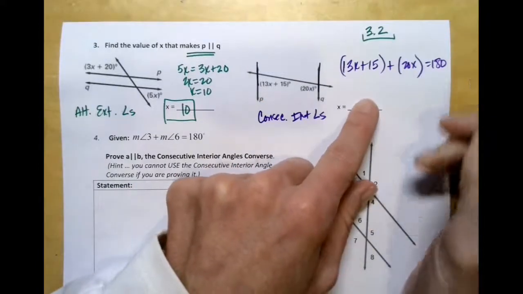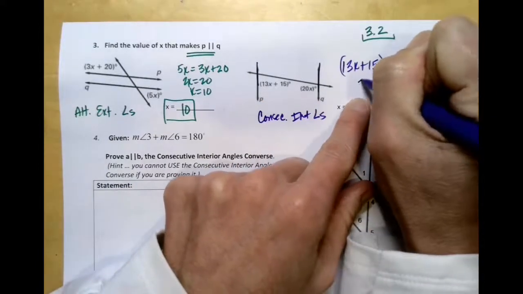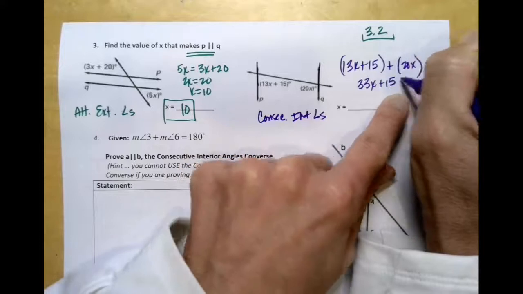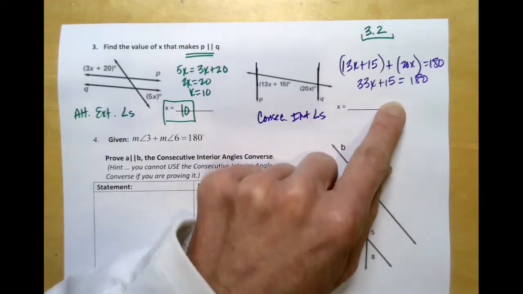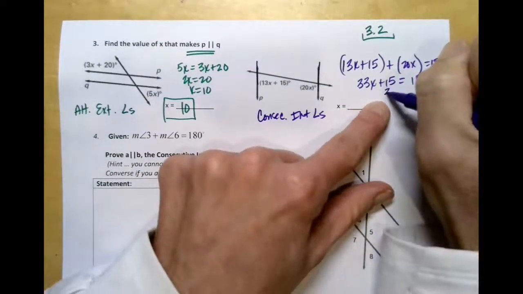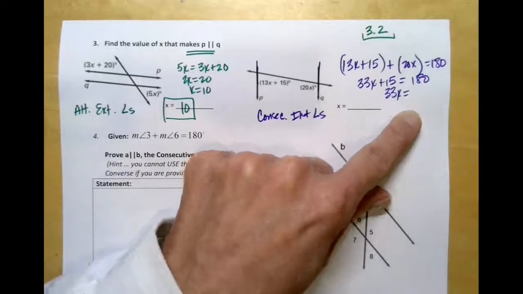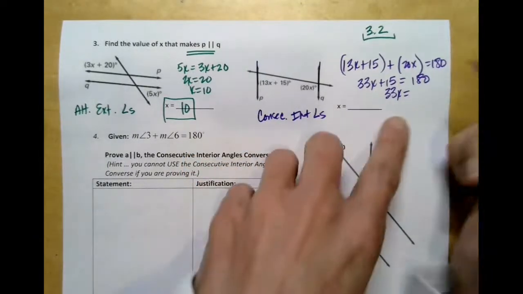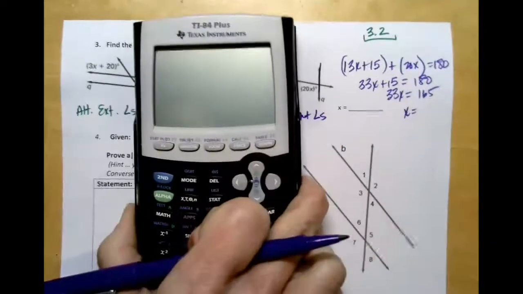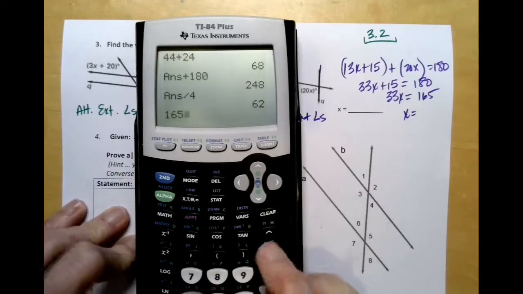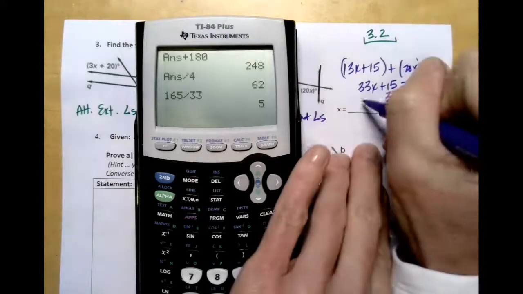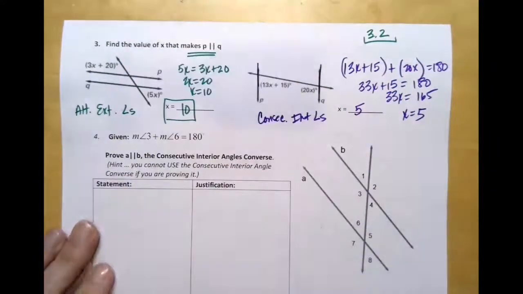All right, so let's see what I'm looking at. Looks like 33x plus 15 is going to be equal to 180. And that 20 plus 13, it's a weird number, don't you think? All right, 33x is going to be equal to 180 minus 15. So it sounds like 165. So what is our x equal to? We'll just take a look at that. 165 divided by 33. 5. If x has a value of 5, then those lines are parallel.